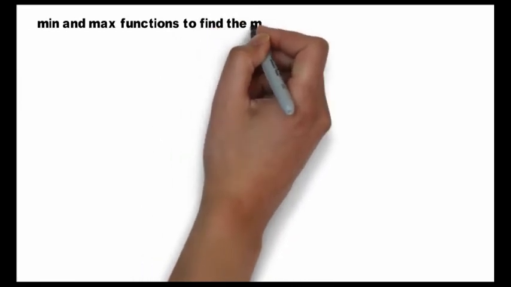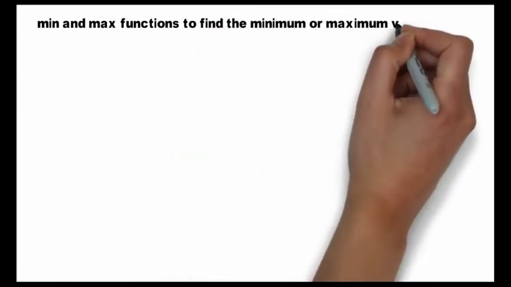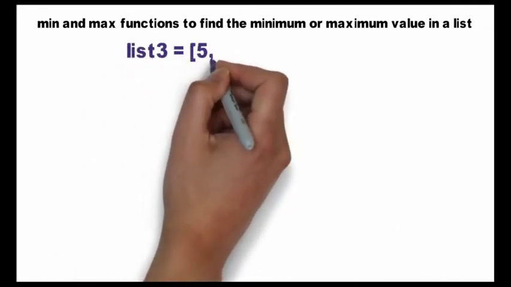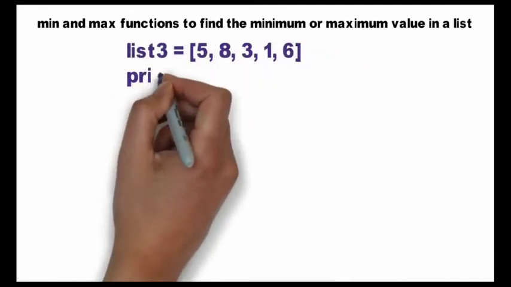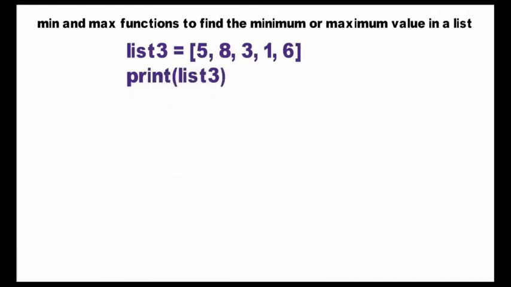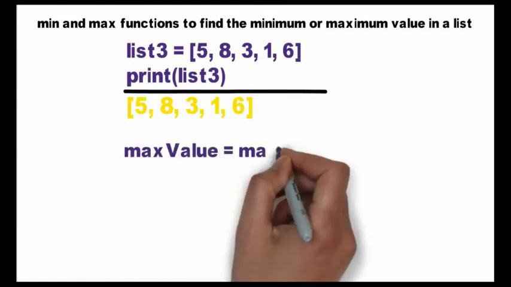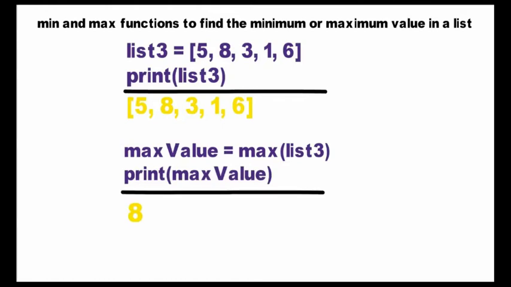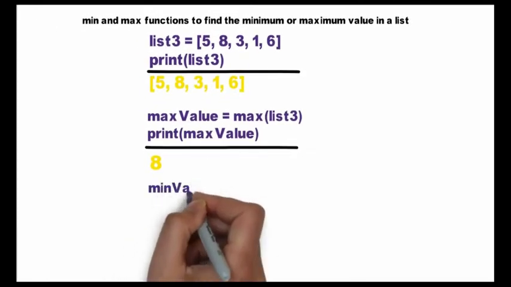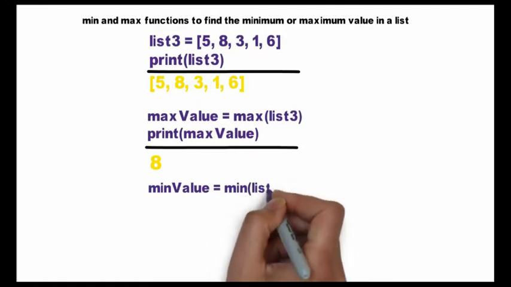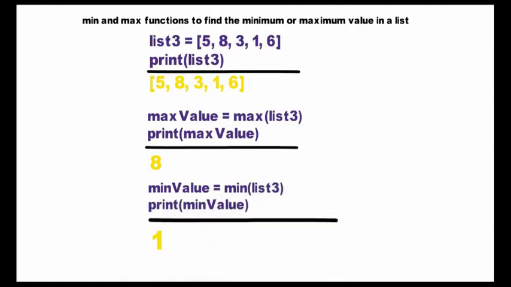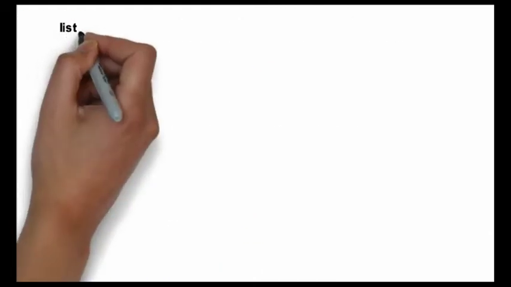Next, let's see the min and max functions to find the minimum or maximum value in a list. Let's create a list. list3 equal to 5, 8, 3, 1 and 6. To find the largest number in this list, we can write max_value equal to max of list3. So we can see that the maximum value is 8 in our list. Similarly, to find the minimum value, min_value equal to min of list3, and the minimum value is 1.